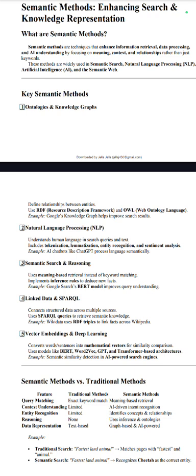This helps Google search improve query understanding. Linked data connects structured data across multiple sources. It uses SPARQL queries to retrieve semantic knowledge. Example: Wikipedia uses RDF triples to link facts.